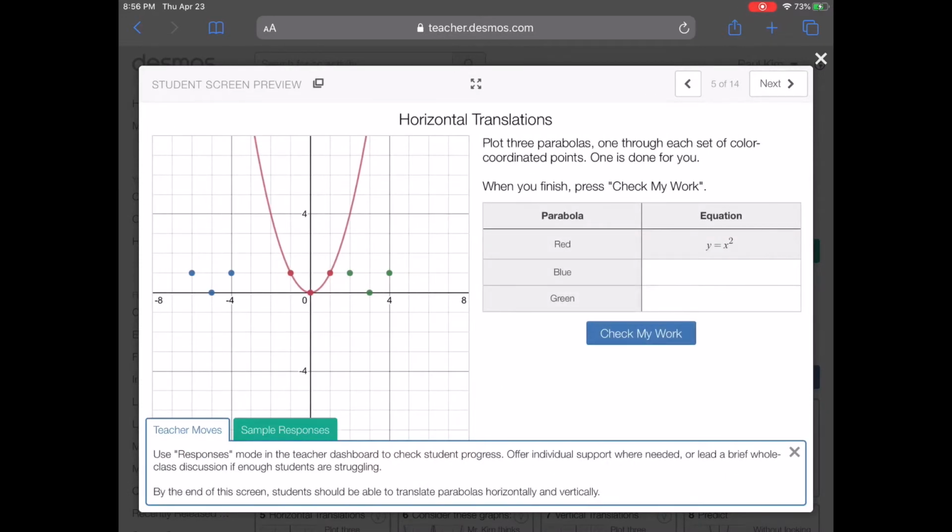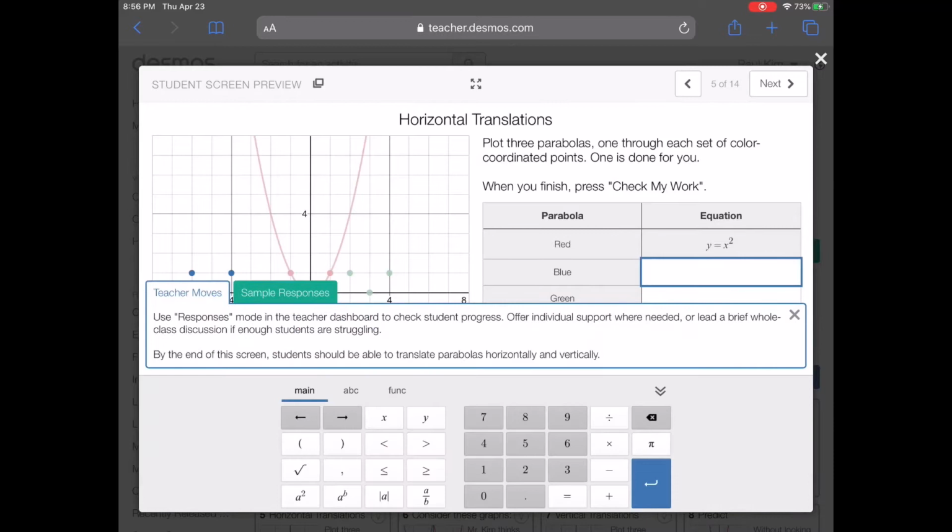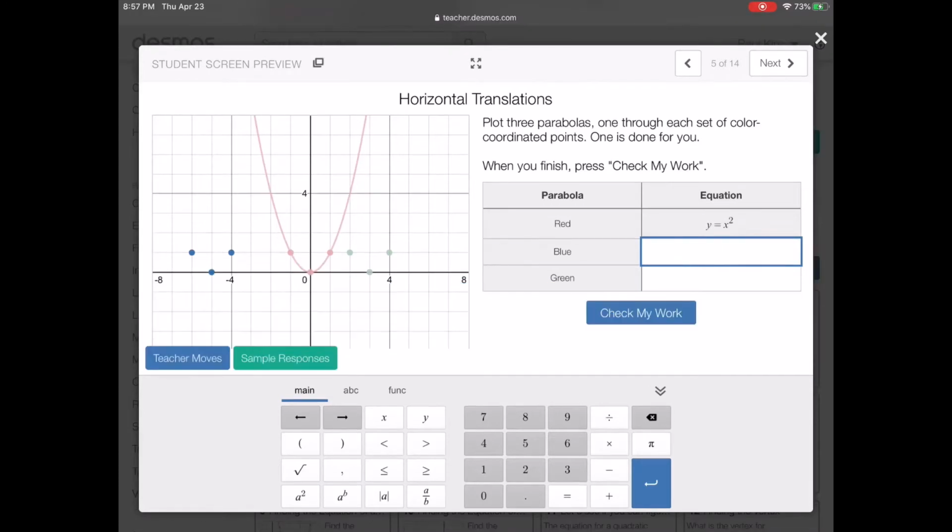In this case, if you notice, my graph is shifted to the left and to the right. And so what that tells me is that I'm thinking of the vertex form where it's the h value that's going to be changing. So looking at this graph here, the red graph is y equals x squared. If you look at the blue dots, you notice that the graph got shifted to the left 5 units.